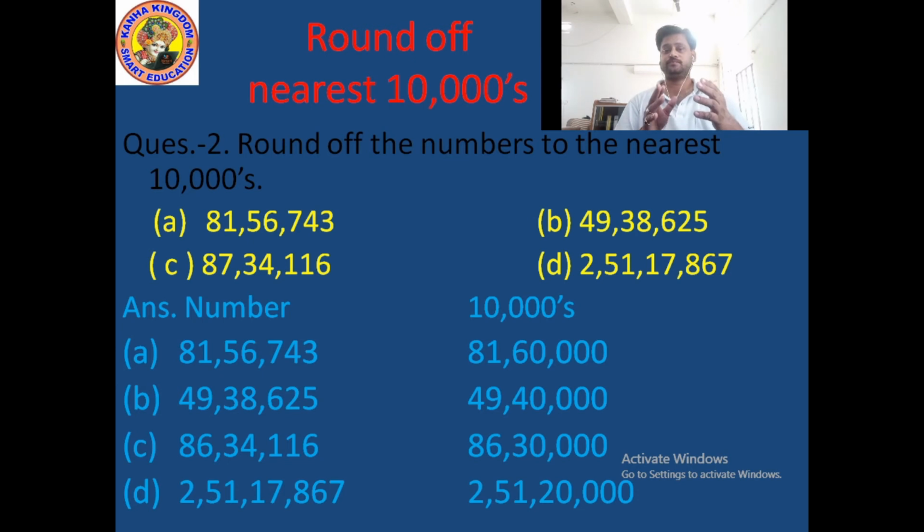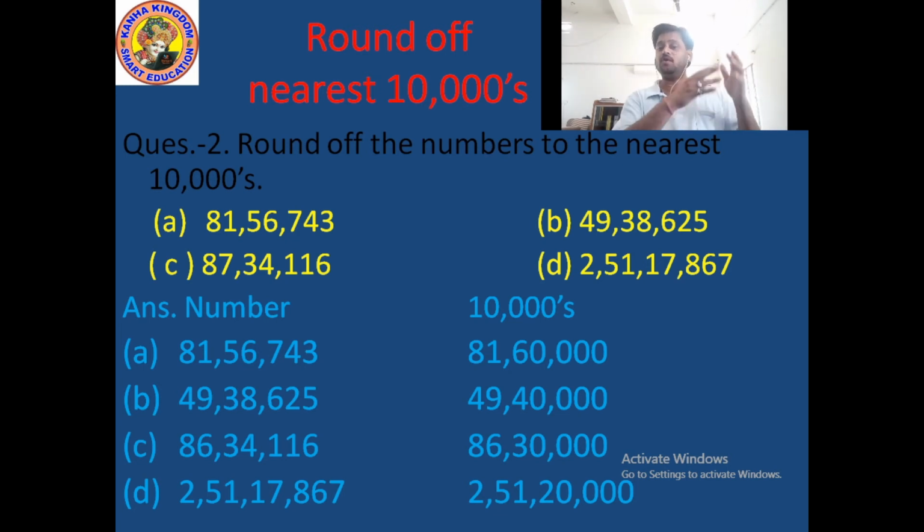And now what you have to do in 10,000 place? When 1000 place is greater than 5, you just add one more number in 10,000 place. So which digit is in 10,000 place? Actually 1. So you just add one more number with 1. So 1 plus 1 equals 2.